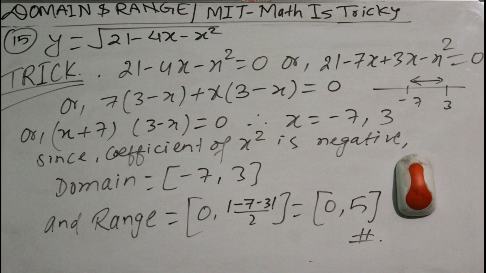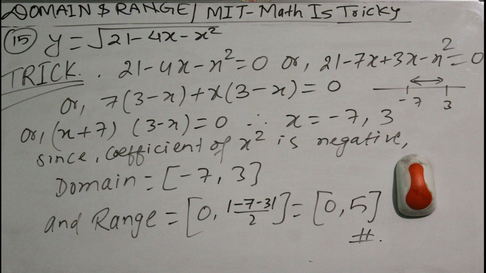That means the interval obtained by the two values of x. So -7 to 3 will be our domain. In this case, remember the trick: if x square is negative, the middle one will be the domain, but if x square is positive, the outer two will be our domain.